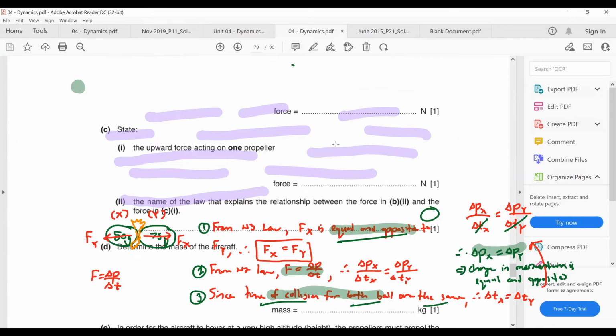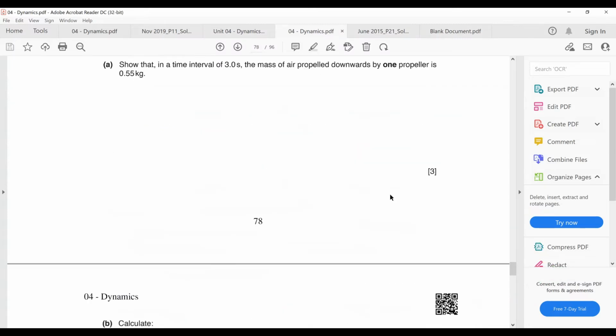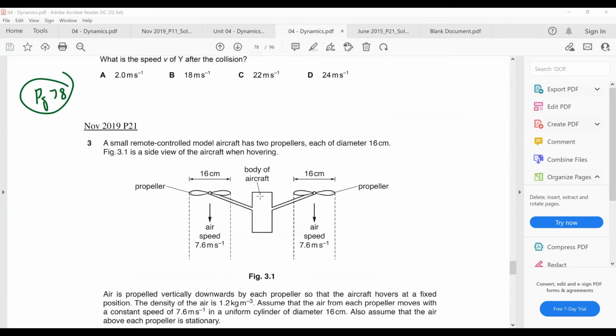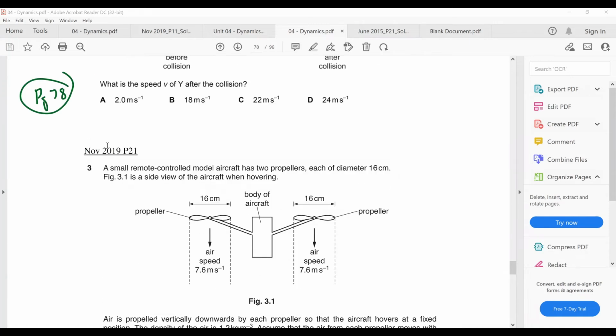Okay, let's have a look at page 78. We go into something else. Page 78. We still have 2D momentum that I haven't covered. This one I'll cover later. All right, now go to look at page 78, November 19, P21.